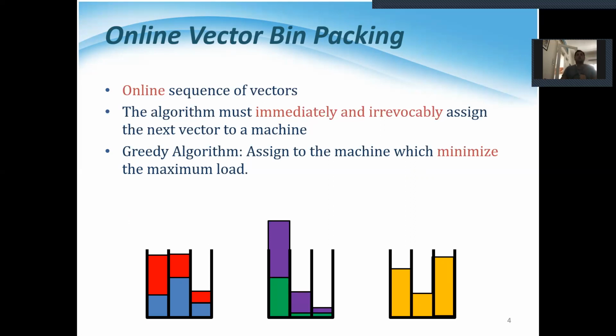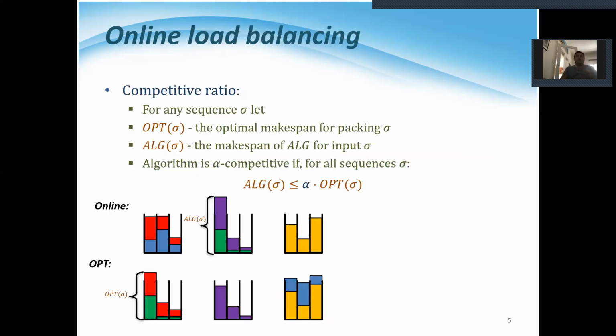So in order to analyze the performance of an algorithm, we use the well-known notion of competitive ratio, where we compare the objective function, in this case the makespan of the algorithm, versus the optimal objective function. Here in the example, we can see the online assignment and the optimal assignment, and our goal is to bound the ratio between them. And if we are able to bound this ratio by alpha for any instance, we say that the algorithm is alpha competitive.